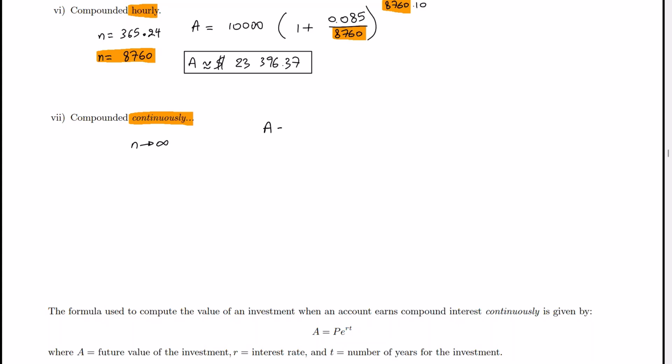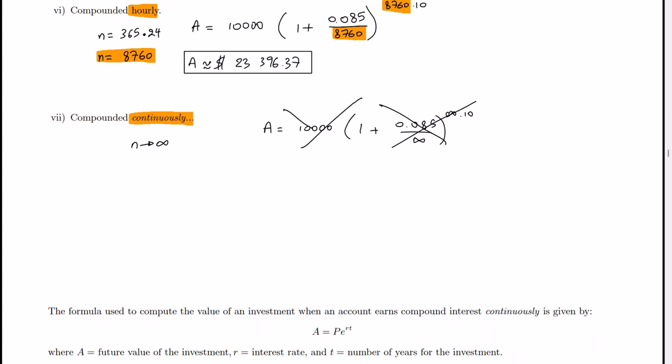So my value should be 10,000 times 1 plus 0.085, all divided by infinity to the power of infinity times 10. And unfortunately, this does not work. We cannot plug this into the calculator. There's no key even for infinity. And really, infinity is just an idea that says really, really, really big numbers.